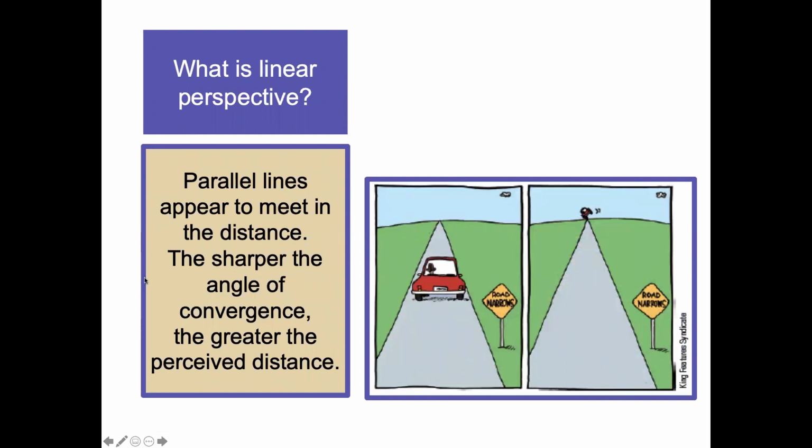How about linear perspective? I've always thought it was so interesting how we can draw things like these two pictures. I'm not an artist at all, but I remember taking art class in 7th grade and learning about perspective and drawing this kind of thing. And I thought it was so fascinating that we can use this concept of linear perspective to make things seem either farther or closer away. So parallel lines appear to meet in the distance. The sharper the angle of convergence, the greater the perceived distance.